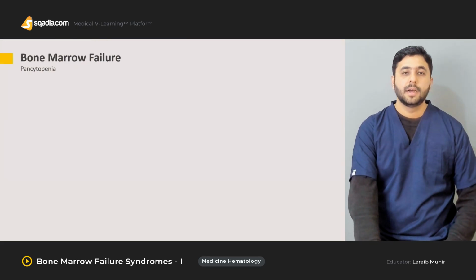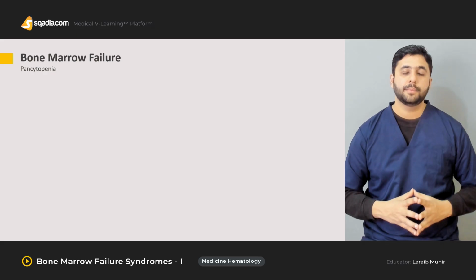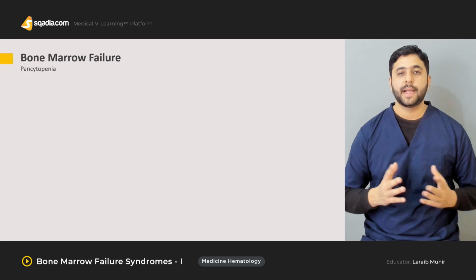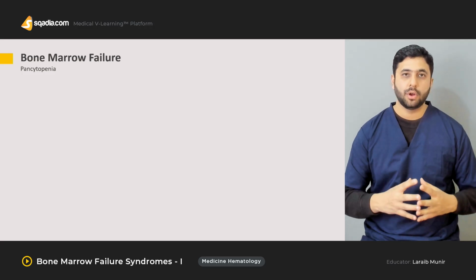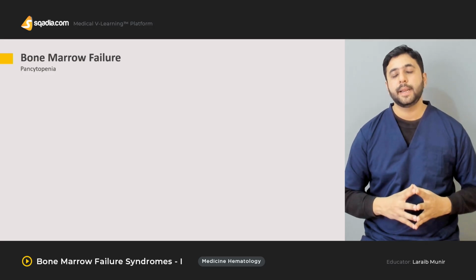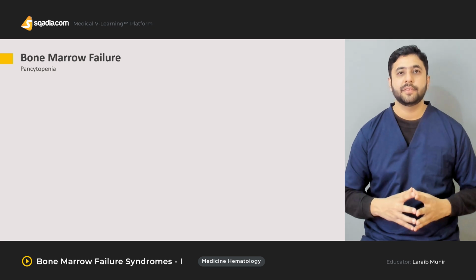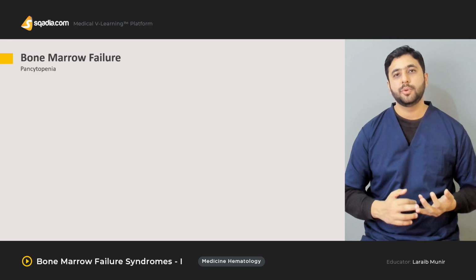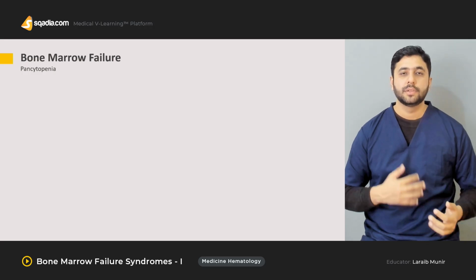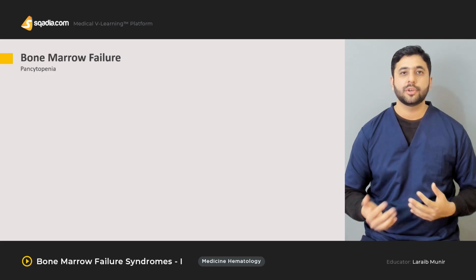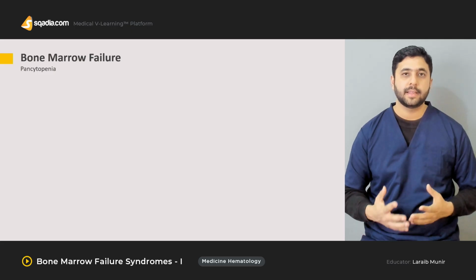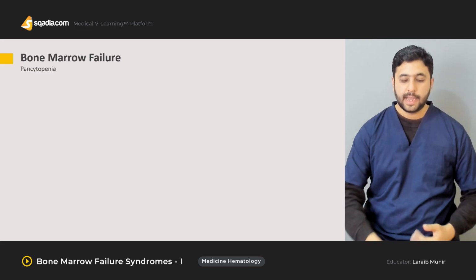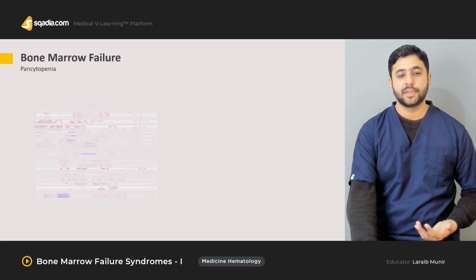In all the bone marrow failure syndromes, there is one common feature, which is pancytopenia. Pan means all. So pancytopenia basically means that there is a generalized defect which affects all the blood cell lineages, be it the platelets, the WBCs, or the red blood cells. So there is going to be anemia, there is going to be thrombocytopenia, and there is going to be leukopenia, or decreased white blood cell count. And then they have their own manifestations.